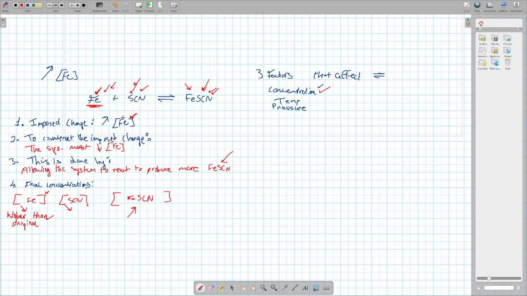Okay, and how do we decrease it? By allowing the opposite thing to produce more, to produce more of the opposite thing. That way this will be used up more. And same thing, let's say we added FeSCN.